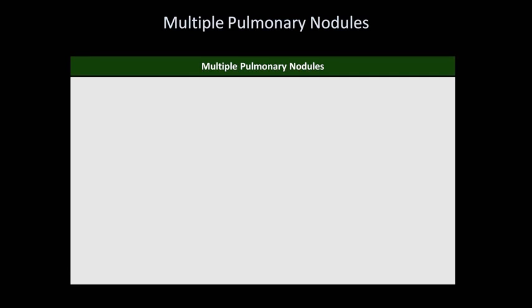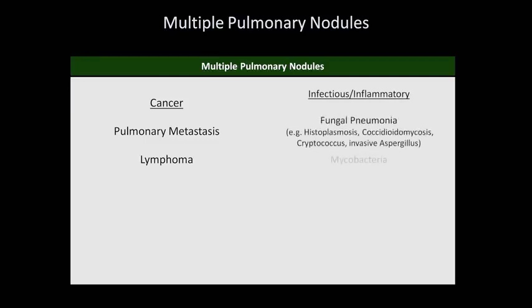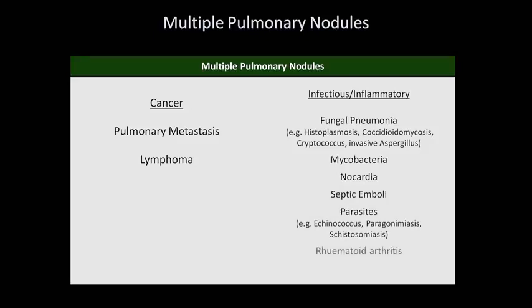When patients present with multiple pulmonary nodules, the differential diagnosis changes quite a bit. One should still worry about cancer. However, there are now a number of other infectious etiologies to consider. These include fungal pneumonia, mycobacterial pneumonia, nocardia, septic emboli, parasites, specifically Echinococcus, Paragonimiasis, and Schistosomiasis, rheumatoid arthritis, and vasculitis.